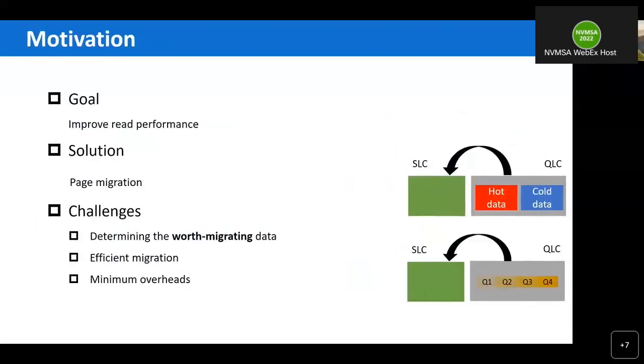Based on the above findings, we propose to optimize the read performance through page migration. However, there are some challenges to be solved. First, the worst migrating data should be determined. For example, code data is definitely not suitable for migration, since it may not be read after migration.